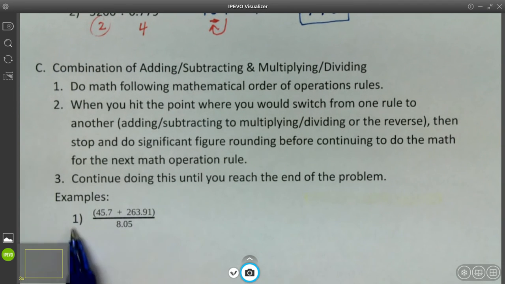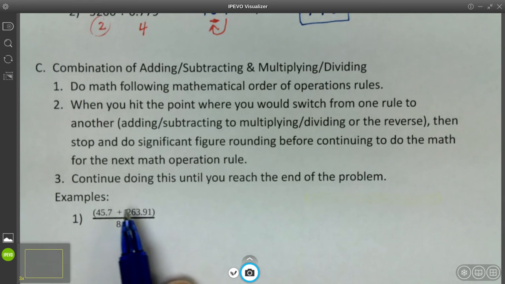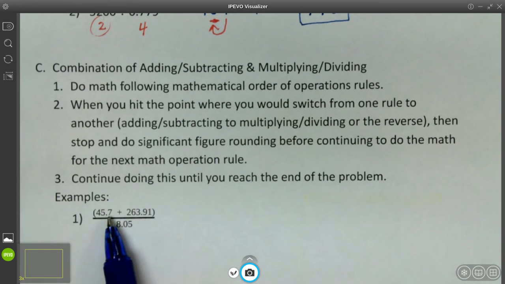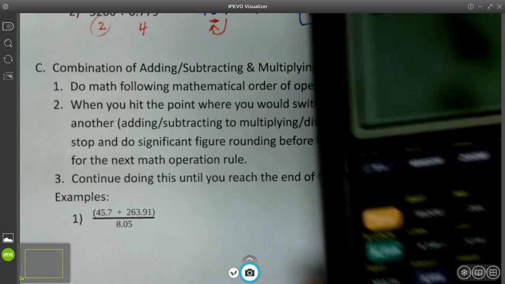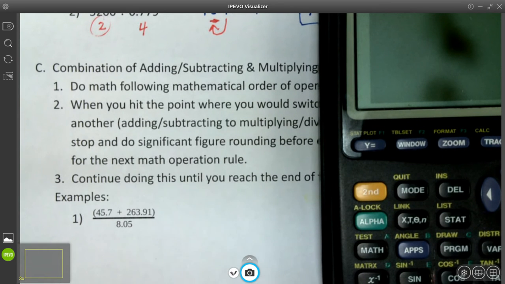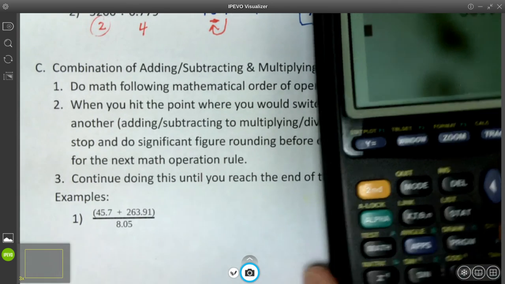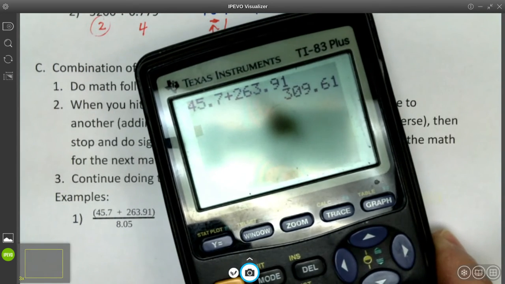If we look at this first example, the first thing we would do by math order of operations is parentheses. So we would do what's in the parentheses, which is adding first. So I'm going to add those together, 45.7 plus 263.91. Okay, I get 309.61.